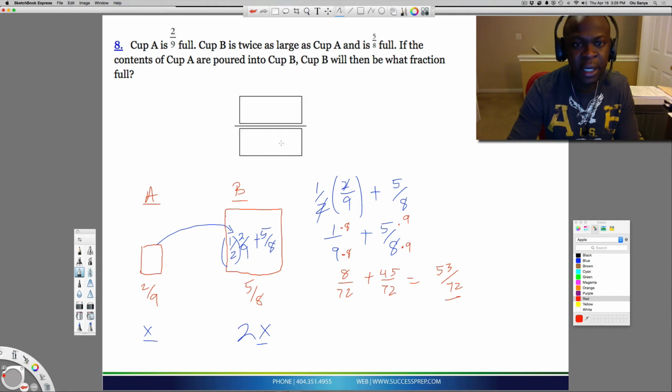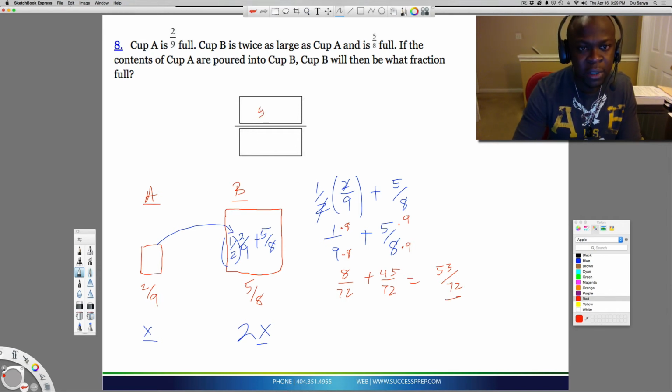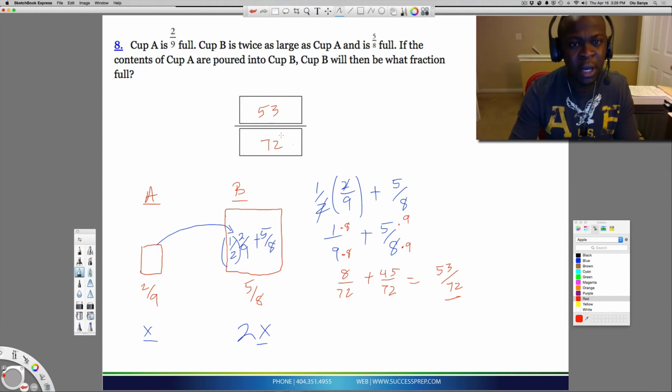And on the GRE, what they expect you to do is to type 53 here and type 72 here. Obviously, there's no way to reduce those. But even if you could reduce it on the GRE, they allow you to give every version of a fraction. Even if you can reduce it, just the original fraction you get at the end of the calculation is fine. So the key here is understanding that when something smaller goes into something twice as big, it will feel half as much. So that quantity, 2/9, has to be halved. And that's how you answer this question on the GRE.